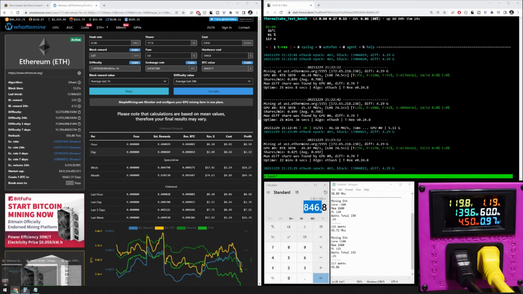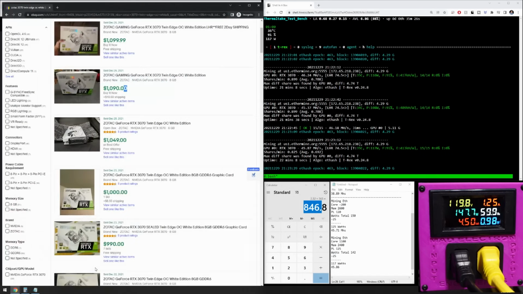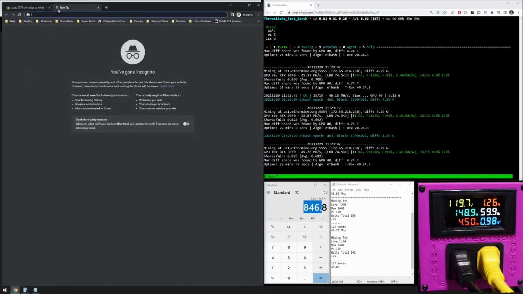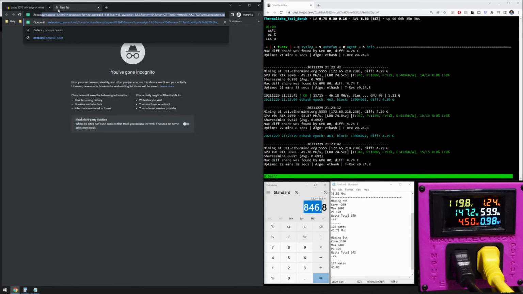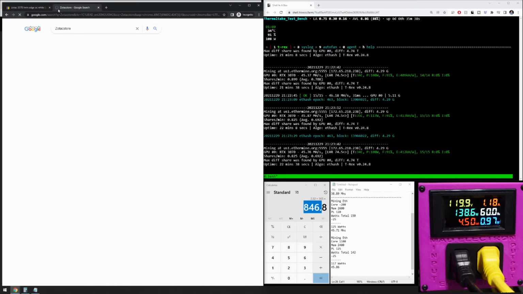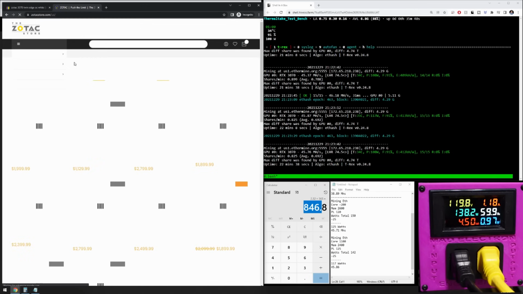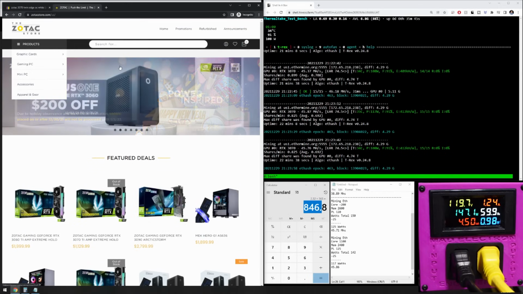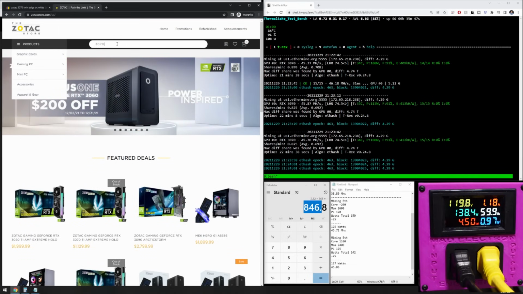Now, we have to keep in mind our $1,049 is what it is on eBay. It's not what we bought it for from the Zotac store. What does that give us here if we go to the Zotac store? Can we see? Oh, we can. Perfect. So let's look at a 3070.